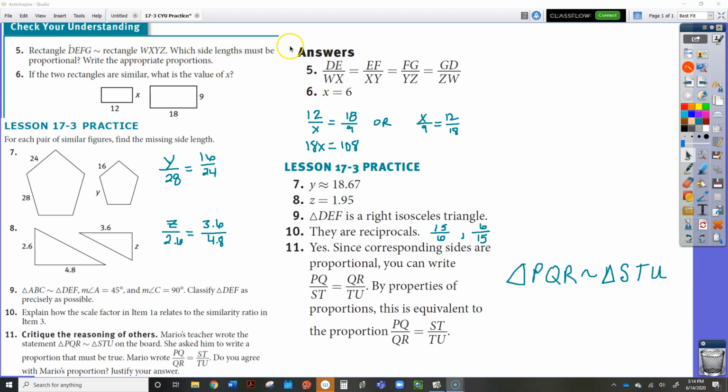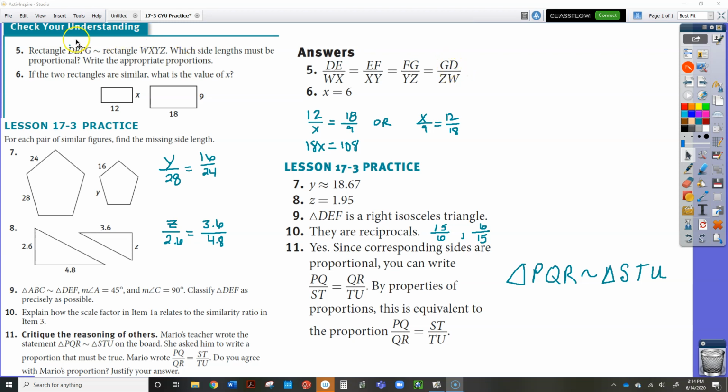Then go to EF, put that on top, then go to second and third, which is XY, put that on bottom. Just keep going until you've got all pairs of angles, and then do the first one and the last one. DG is going to correspond to WZ. GD goes on top, WZ goes on bottom.